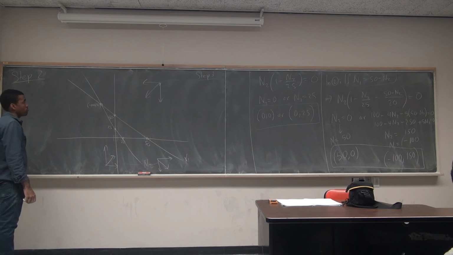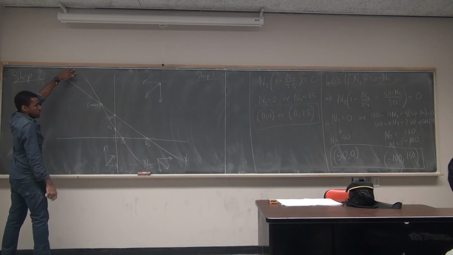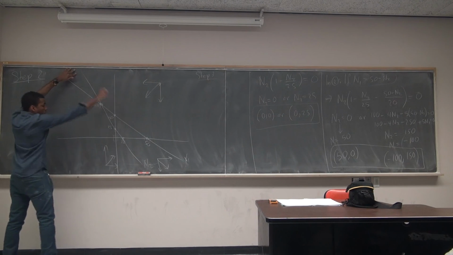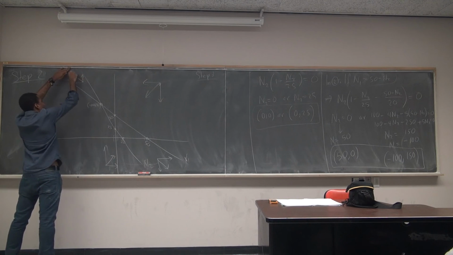If I jump over here, from N1, it goes to the left and up. So N1 is going to go left and up. So it goes that way.